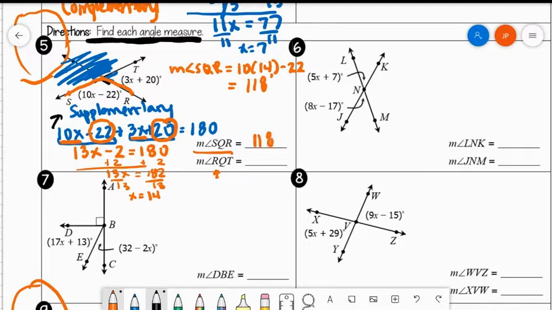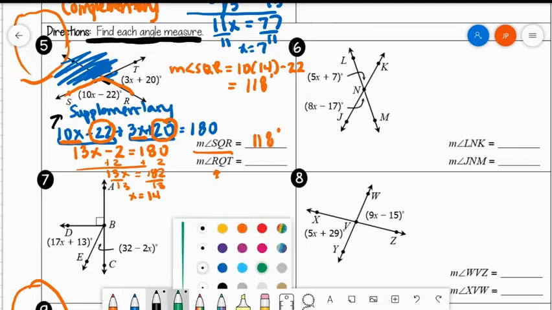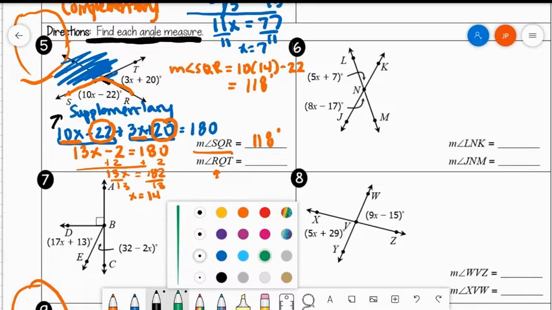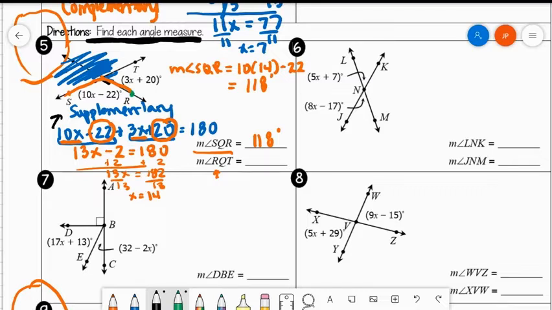So that's my first one. And then the second one, they're asking for angle RQT. Luckily, that's the other one that they gave me information about. And I'm going to do the same thing. They said RQT is 3x plus 20. Well, I know x is actually 14. So I'll throw that in there. And when I do that out, I will get that RQT is actually equal to 62.